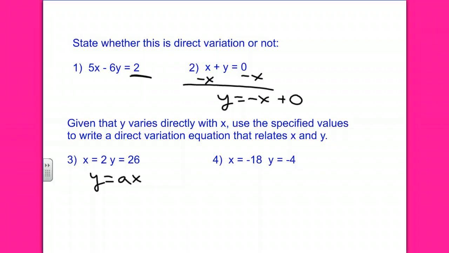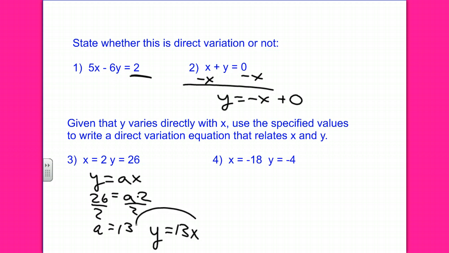So how do you find A in number 3? Tessa? So plug in the x and y values. Good. So we substitute 26 for y, and we substitute 2 for x, and we find A. It's the only unknown. And what is A? 13. So good. She divided by 2, and A equals 13. So what is our answer? Y equals 13x. Okay, so you must complete this by writing the equation. Y equals 13x.